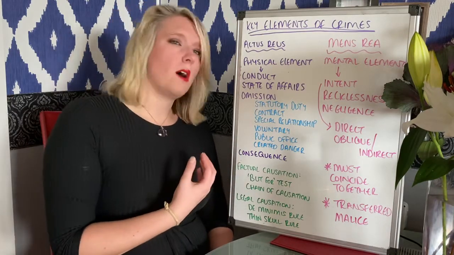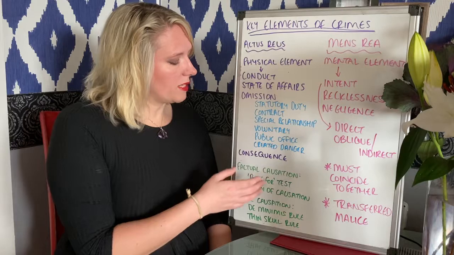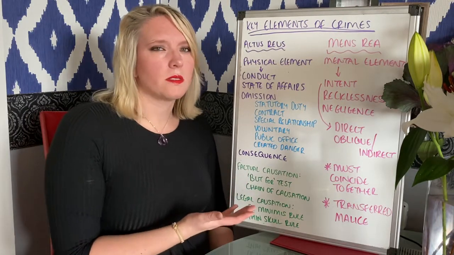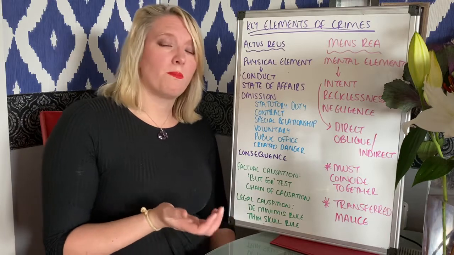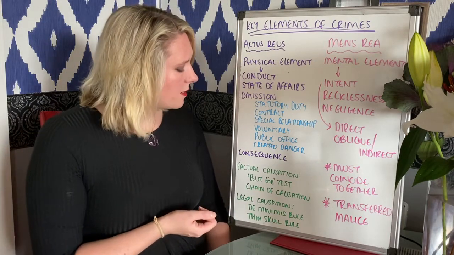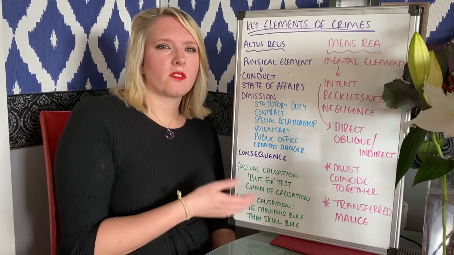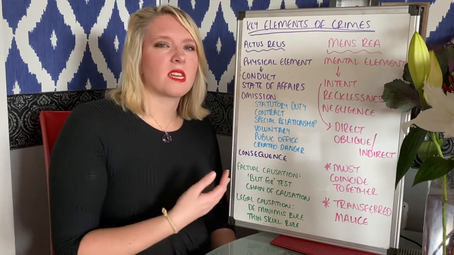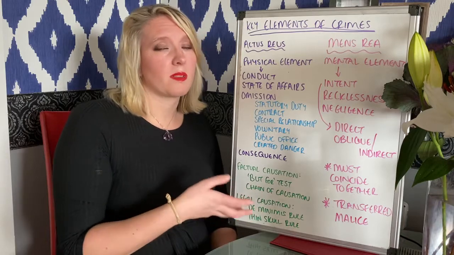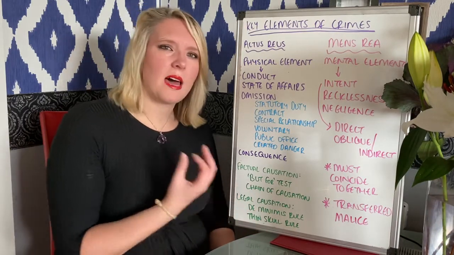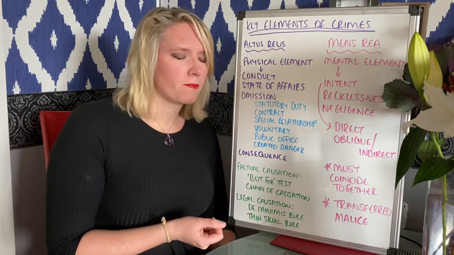Probably one of the most common ones is a consequence crime. So the defendant must cause a particular consequence. A clear example would be murder, which we're going to talk about in just a moment. In order to prove that the defendant's act or omission actually caused the illegal consequence, for example, causing the victim's death, we have to prove both factual and legal causation.